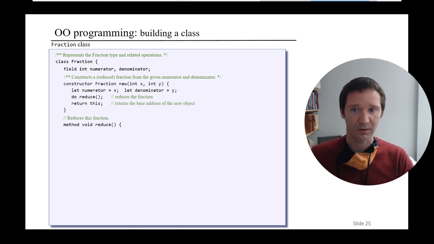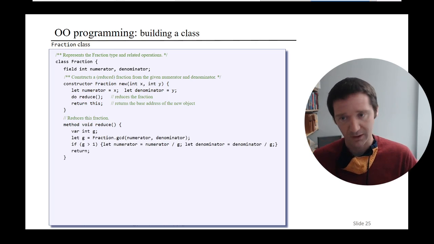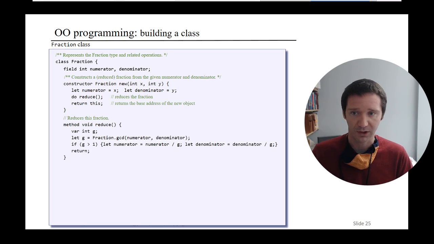Let's go ahead and look at that. We know that if we pass 10 over 5, that's going to be just 2 over 1. So we need to figure out a way to reduce that. Let's go ahead and think about what we do. We can create a variable g. We're going to say that g is going to be the greatest common divisor.